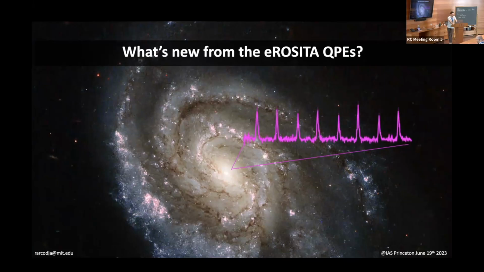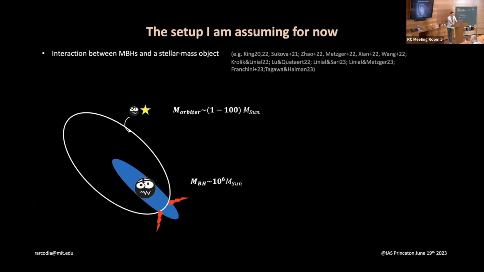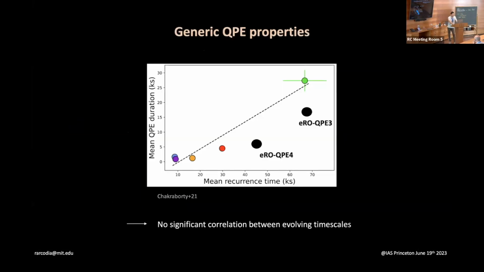So what's new from this is eROSITA QPEs. I'm going to give you updates on the ones that are public, and I'm going to tell you what the new ones look like. This is the setup that I'm assuming for now. I'm pretty sure everybody's happy in this room. So it's some sort of orbiting system. Whatever happens here when the orbiter interacts with the disk, at the moment I'm not caring too much. What type of orbiter, I'm not caring too much. We can fight tomorrow, not today.